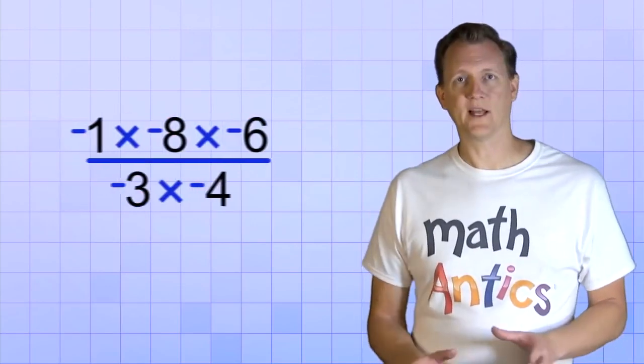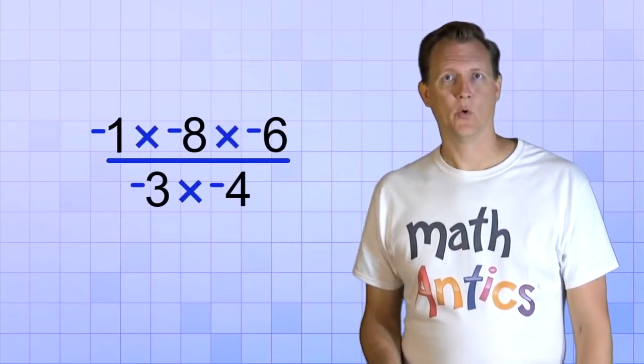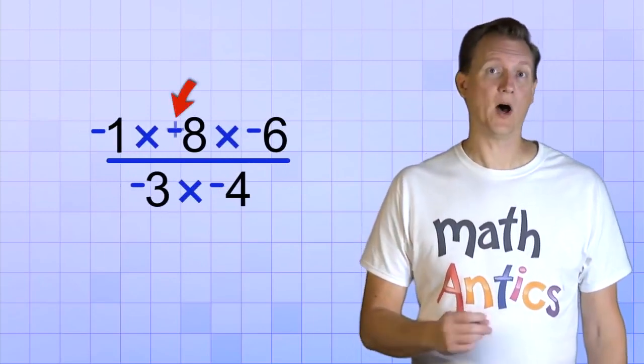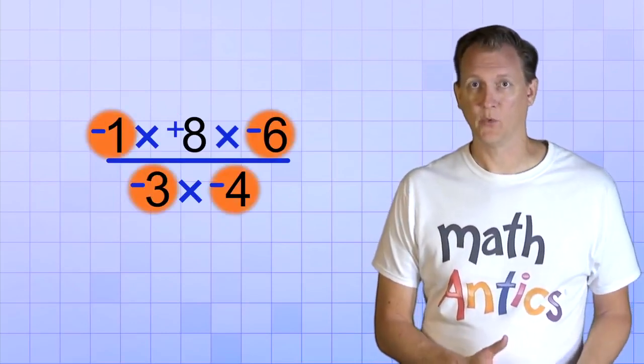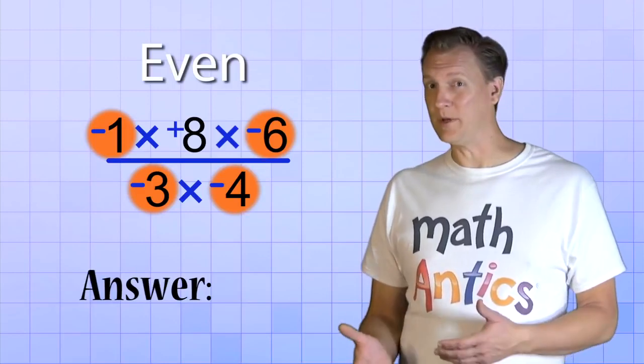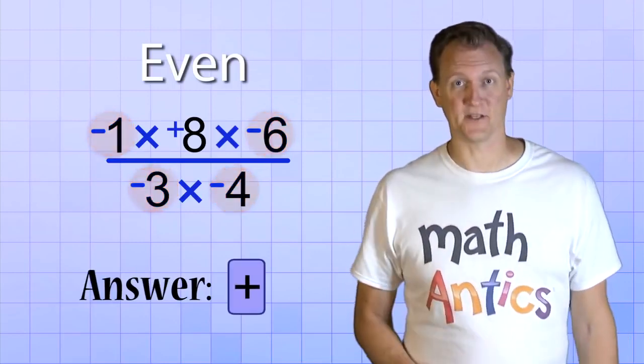But what if we made one slight change to that same problem? What if we made one of the numbers on top positive instead of negative? Then we'd only have 4 negative numbers, which is even. So the answer should be positive 4. Let's see if it is.